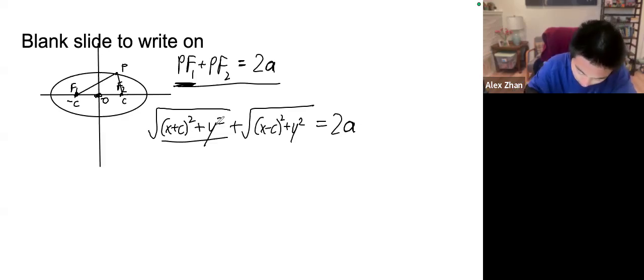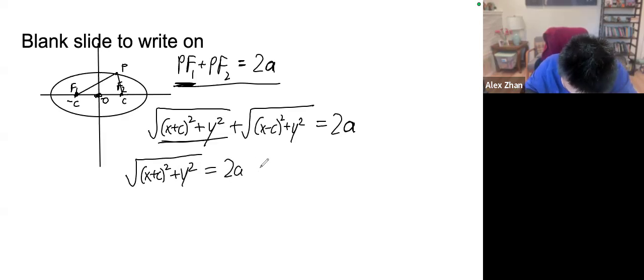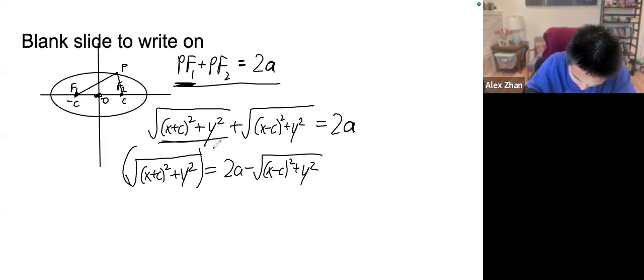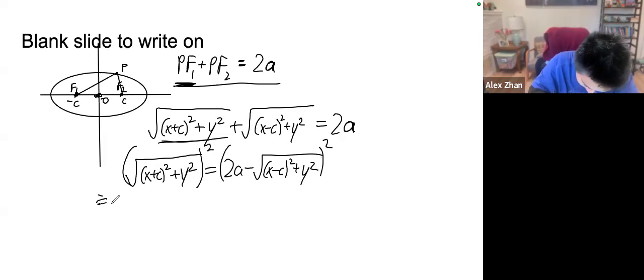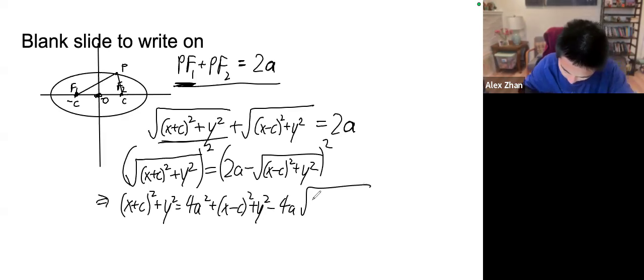So let's take a look at this. First of all, we could move some things to one side and square. The square root of (x plus c) squared plus y squared is equal to 2a minus the square root of (x minus c) squared plus y squared. So why don't we just square both sides? Then this gives (x plus c) squared plus y squared is equal to 4a squared plus (x minus c) squared plus y squared minus 4a times the square root of (x minus c) squared plus y squared.